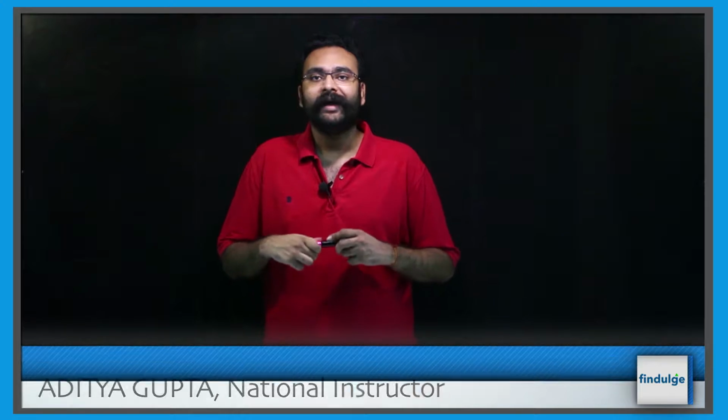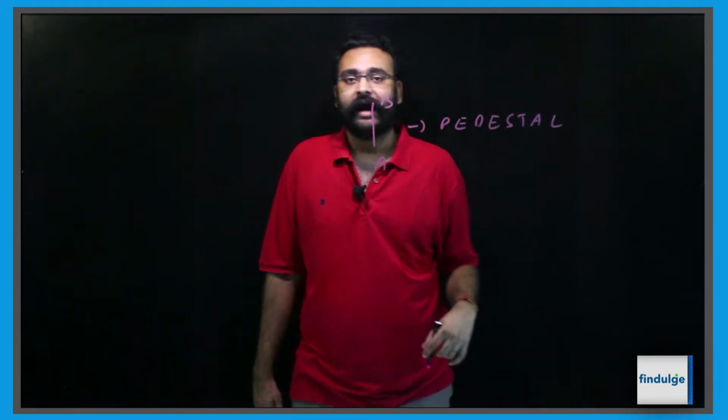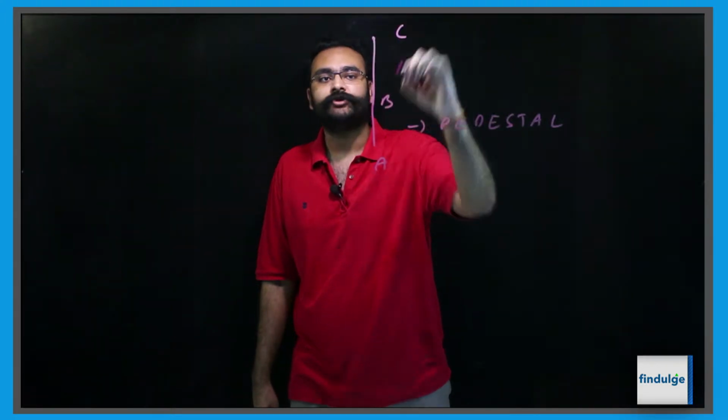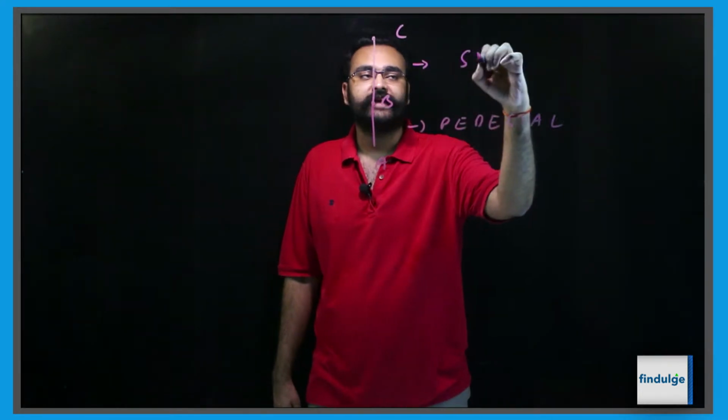Another very common type of question is like this. We have a statue on top of a pedestal. Let us say that AB is our pedestal and there is a statue on top of it. So from B there is a statue BC, which is our statue.